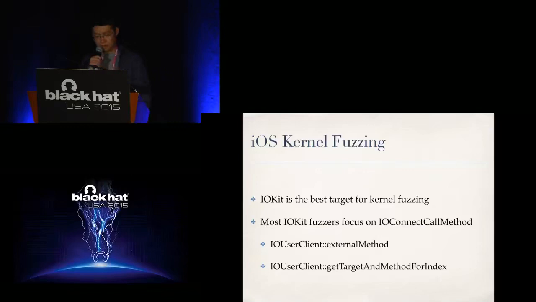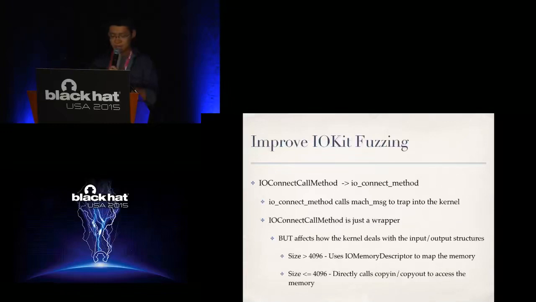Okay, so the first is that we all know that most IOKit fuzzers focus on calling the function IOConnectCallMethod. Yeah, this is the powerful function to do all the ioctls. But if you look inside this function, actually, this is not the lowest function. It's just a wrapper. This function calls the IOConnectMethod function, and that function is actually the low-level function. It just calls mach_msg to trap into the kernel.